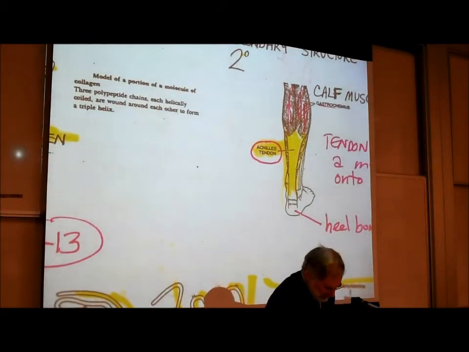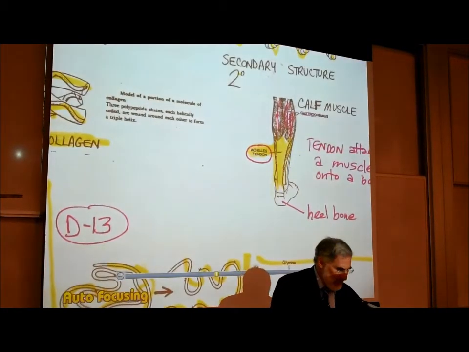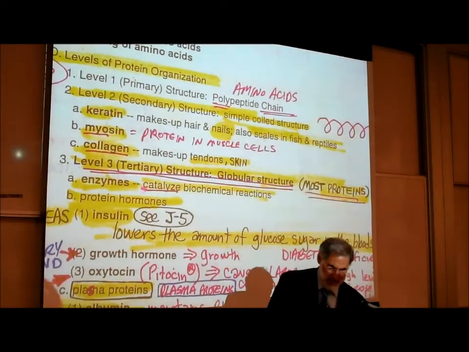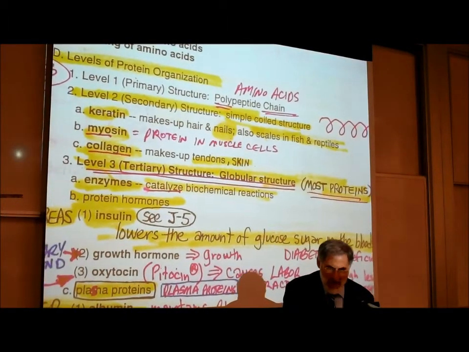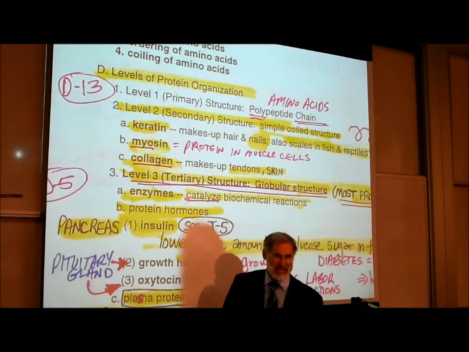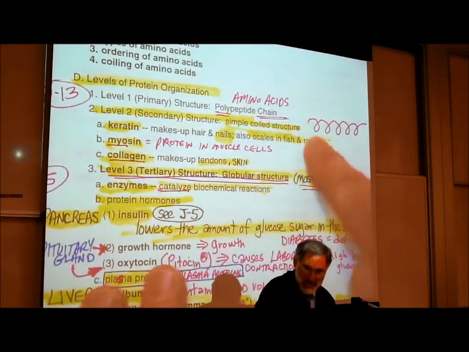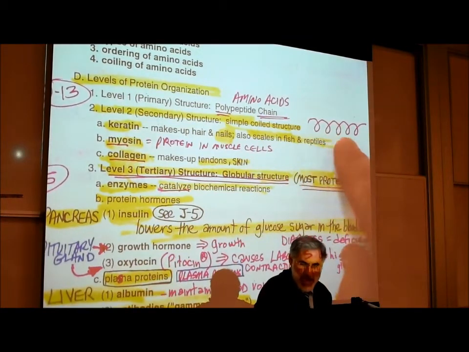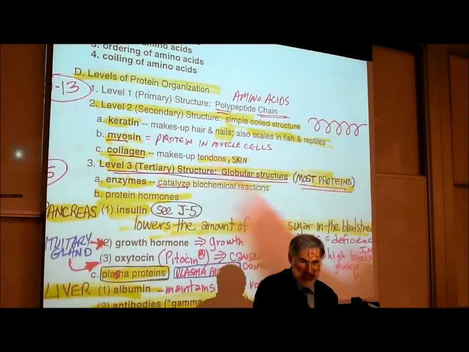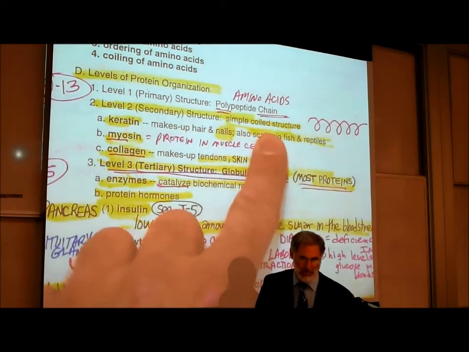All right, so back on page D5, we've been giving you 3 examples of proteins that all have this kind of simple coiled shape, kind of like a slinky, that's known as the secondary structure, a simple coiled structure.